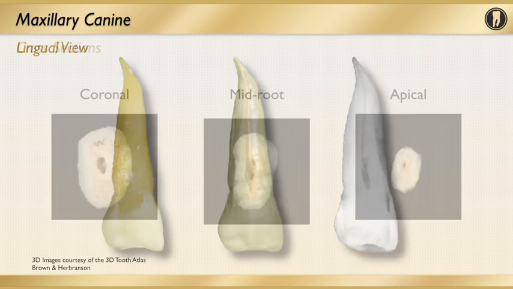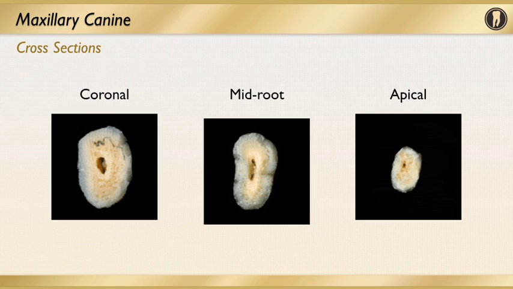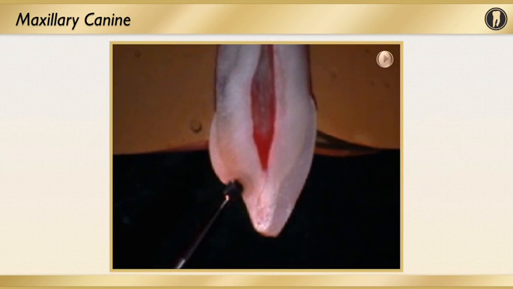And then you can see in the cross section, on the mid root, that the facial-lingual dimension is a little bit bigger. And here's a video, similar to the maxillary central incisor, accessing the maxillary canine.